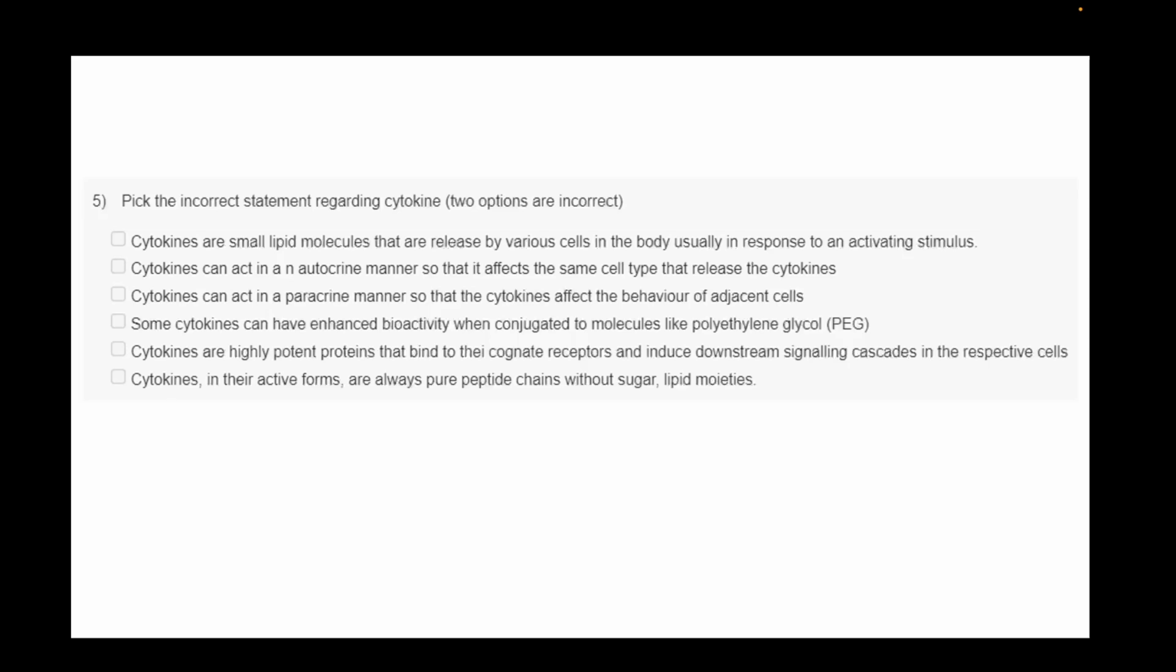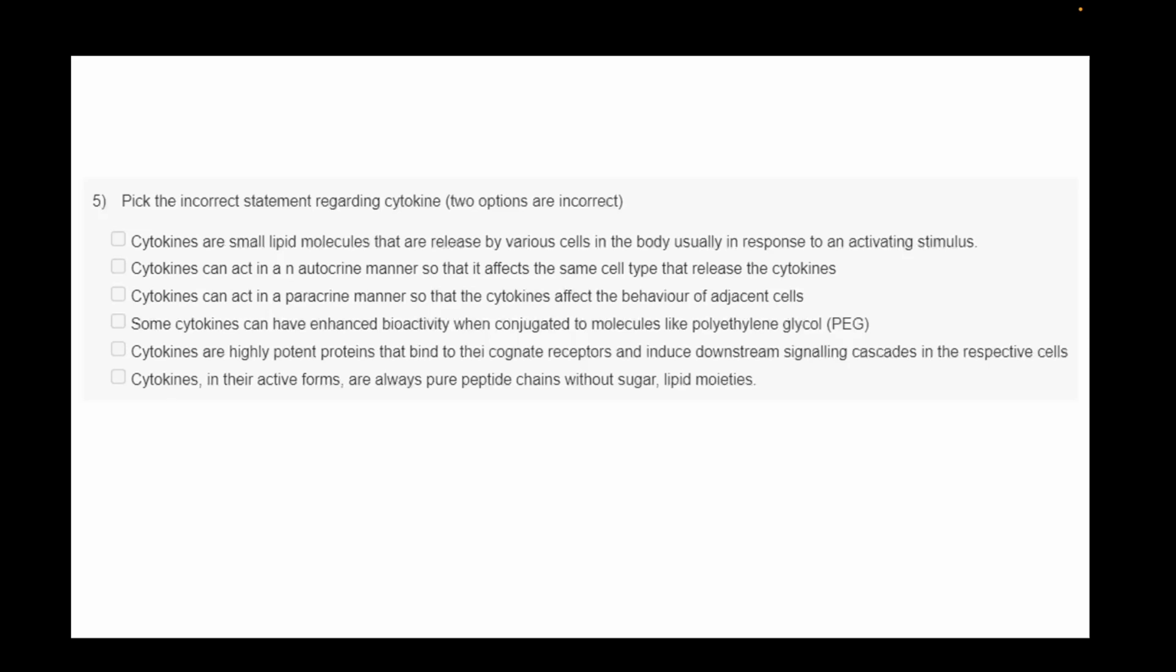The options would be: cytokines are small lipid molecules that are released by various cells in the body, usually in response to an activating stimulus. Second option, cytokines can act in an autocrine manner so that it affects the same cell type that releases the cytokines. Third option, cytokines can act in a paracrine manner so that the cytokines affect the behavior of adjacent cells.